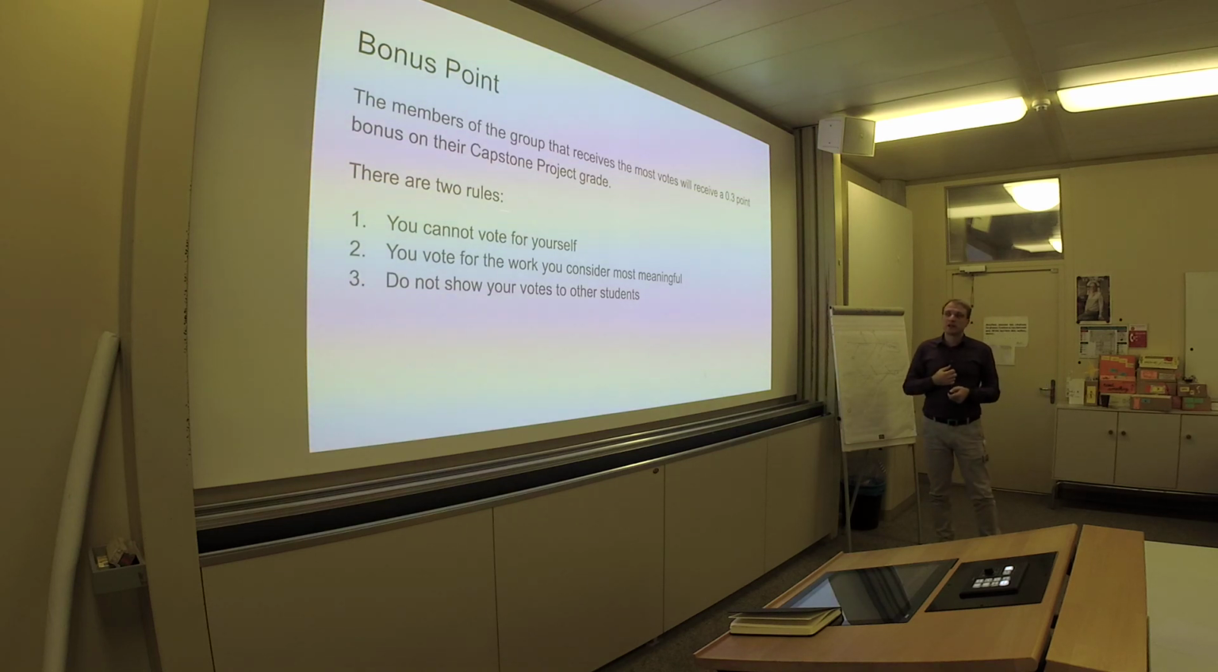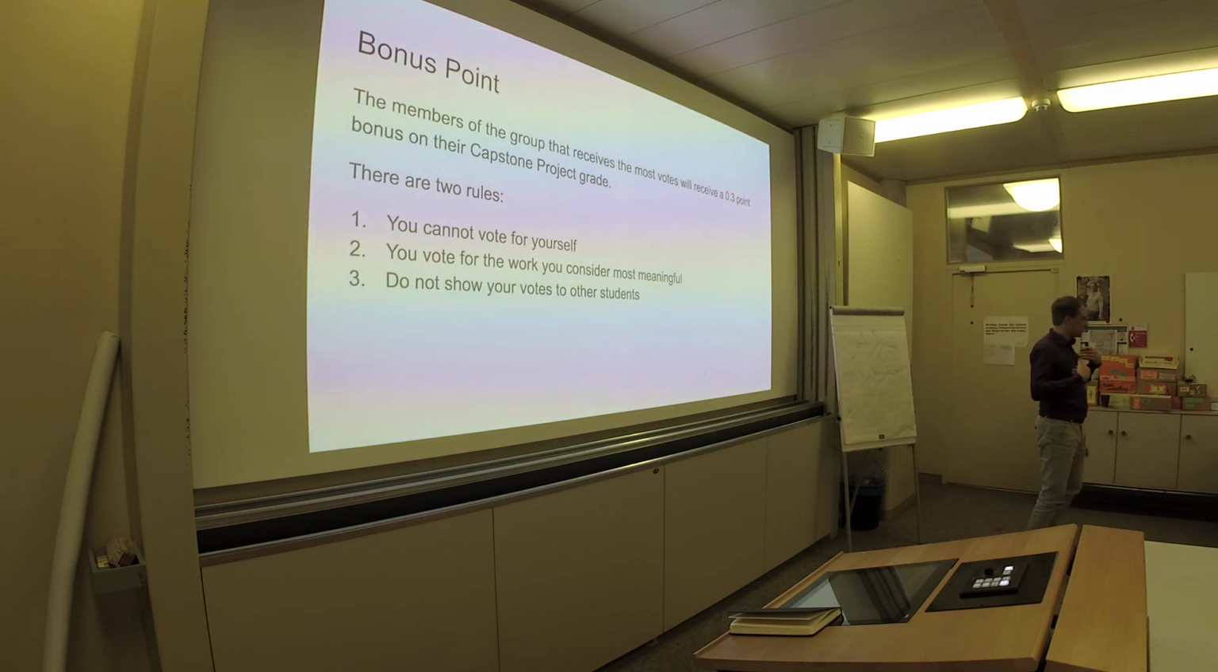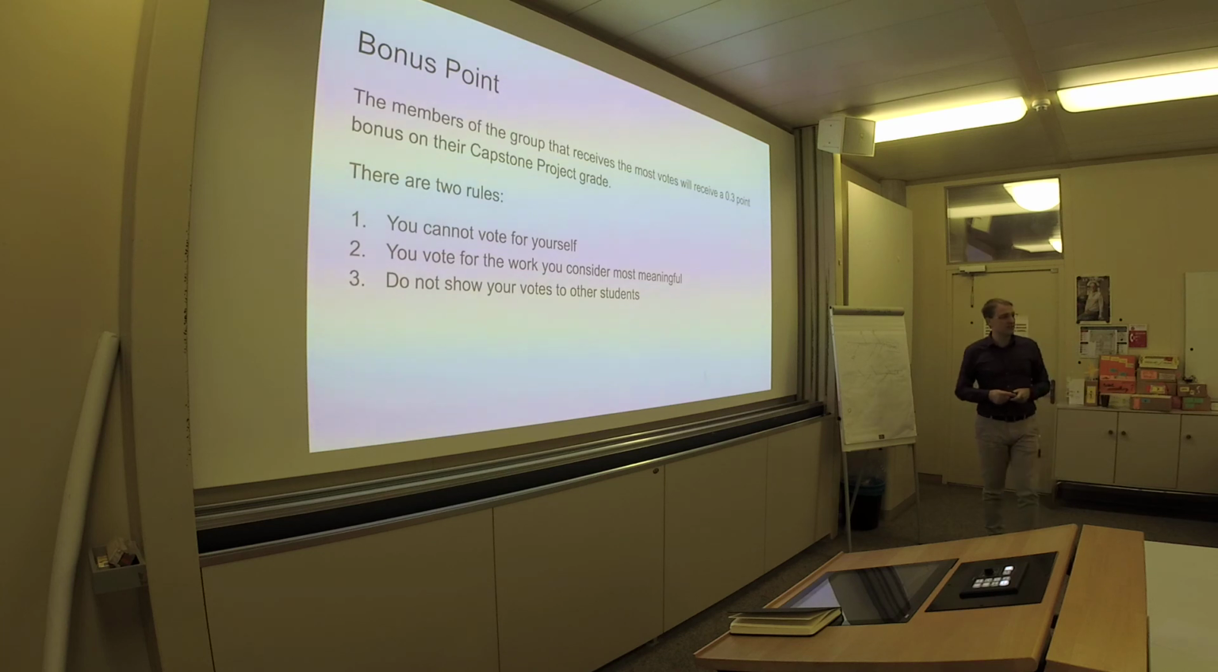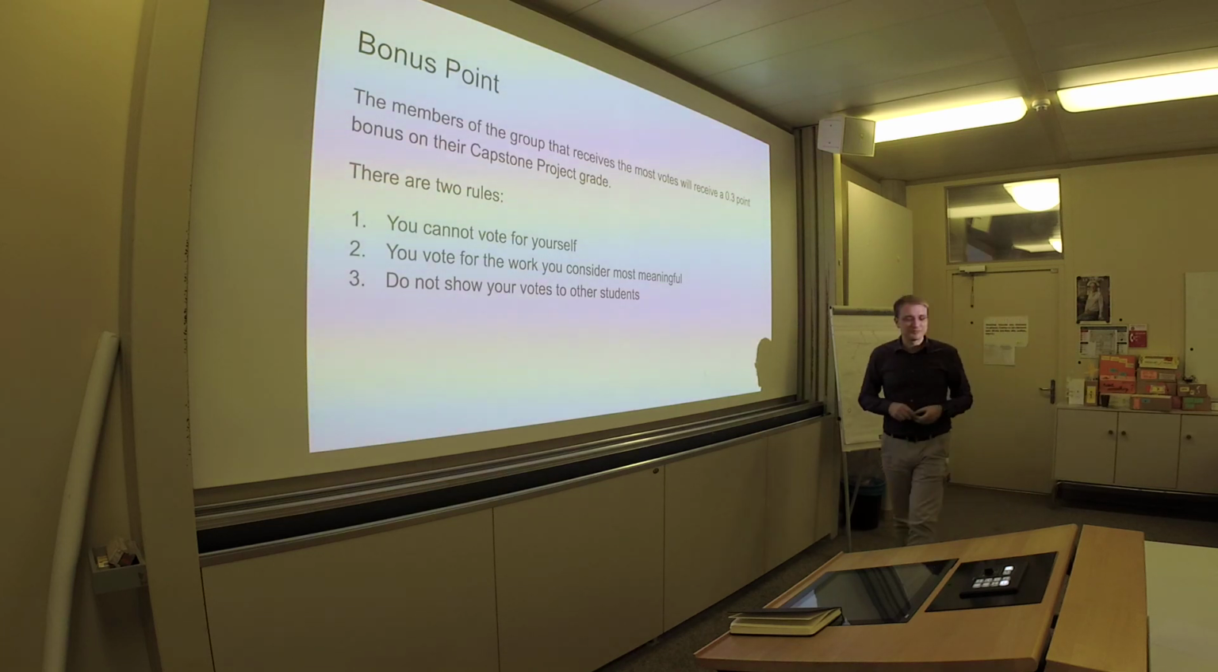But there are some rules, 3 rules actually, not 2. You cannot vote for yourself, obviously. You can vote for the group or for the work that you consider most meaningful, and you should not show your votes to other people, saying, I voted for you, now you vote for me, because that's not very professional. Okay?